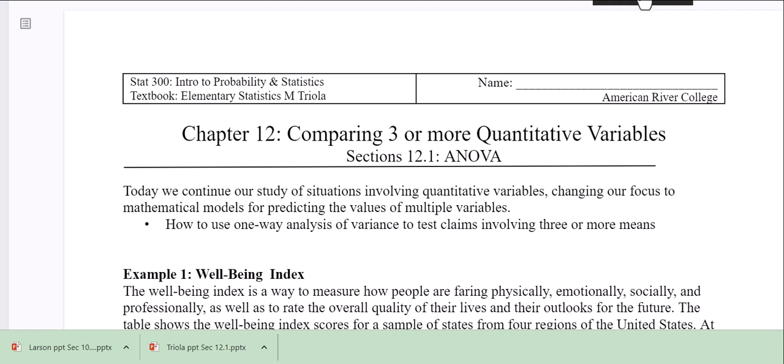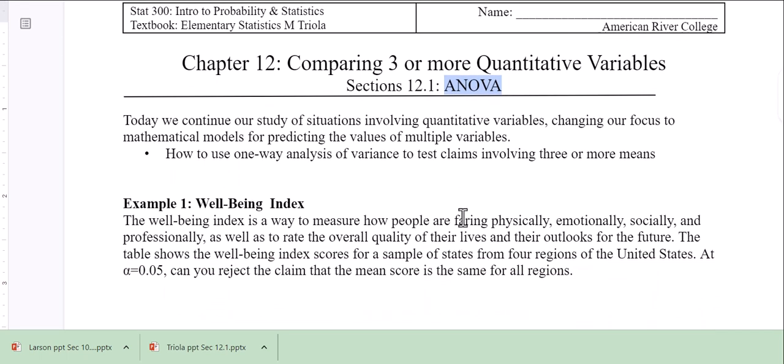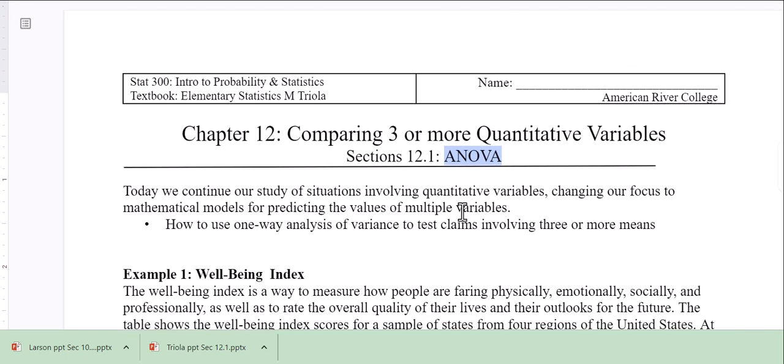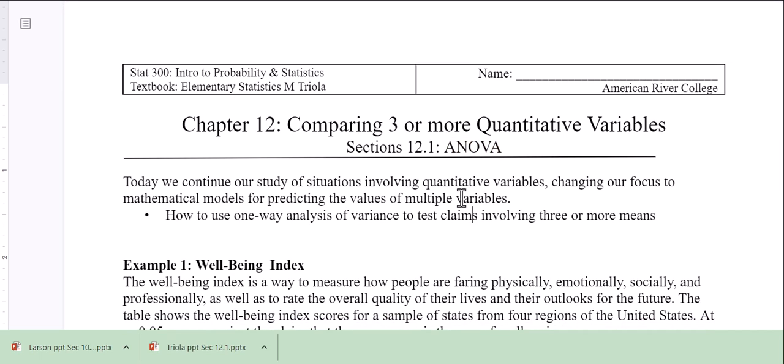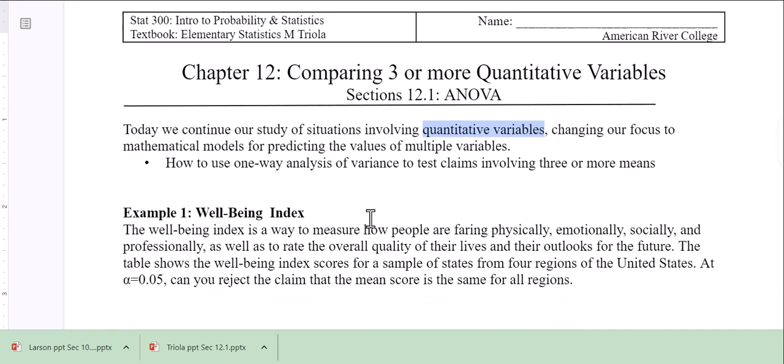Hey everyone, in this video we're going to cover analysis of variance, often abbreviated ANOVA. ANOVA is the analysis of a quantitative variable when you have multiple samples. Last time we did goodness of fit, which was when you have multiple proportions, more than two, at least three proportions. Proportions is when you have a categorical variable. Here, ANOVA is when you have quantitative variables and you have more than two samples, so at least three.